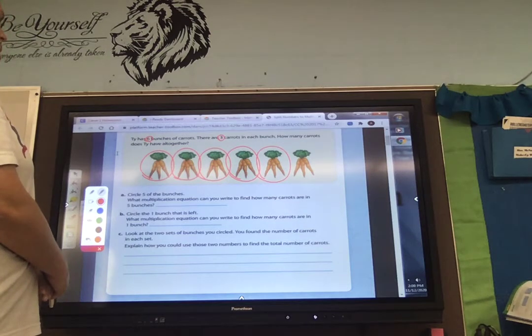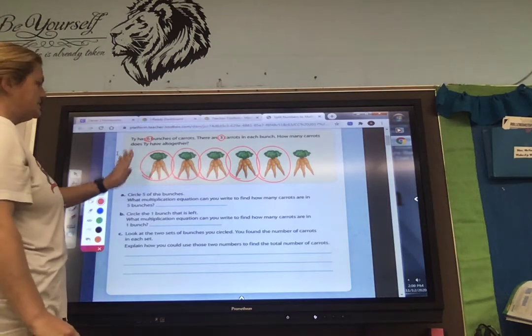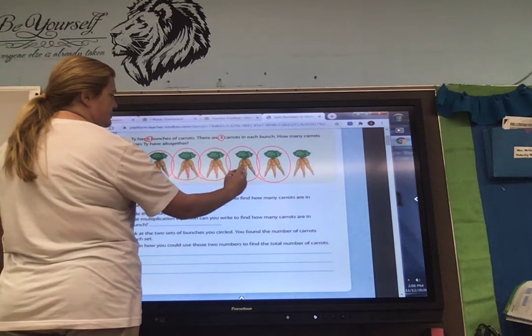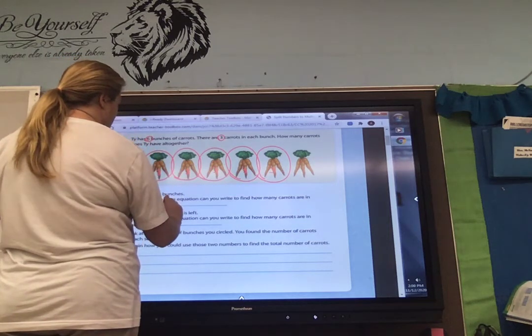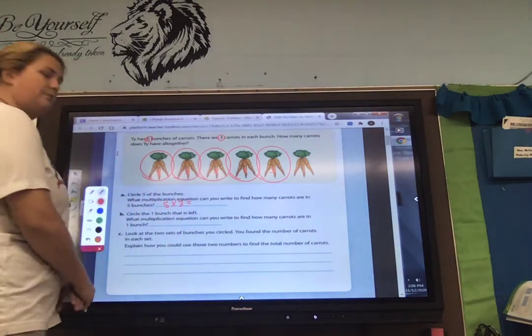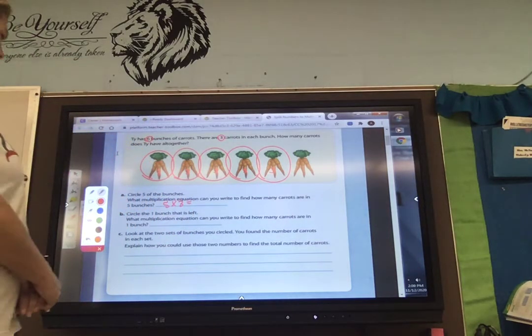What multiplication equation can you write to find out how many carrots are just in these 5? Well, in each of these 5, we have 3 carrots, don't we? So if I was only doing those 5, my multiplication equation would be 5 times 3.